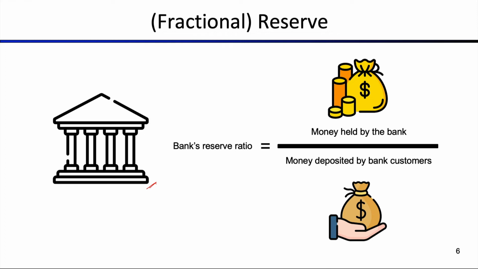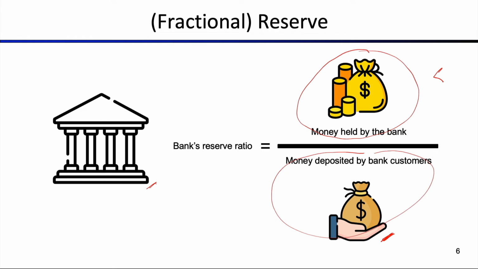The other model would be to have a fractional reserve bank, whereby parts of this money that's deposited by bank customers can be lent out to other customers. So this would imply that the money held by the bank, right? So this part here will actually become inferior to the money deposited by the bank customers in the first place.